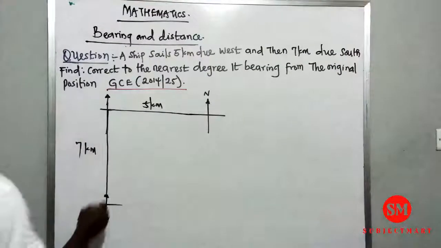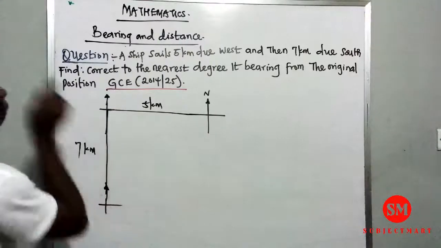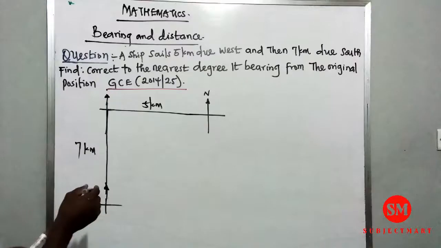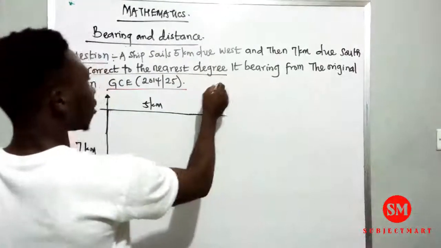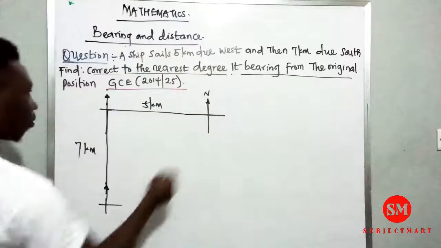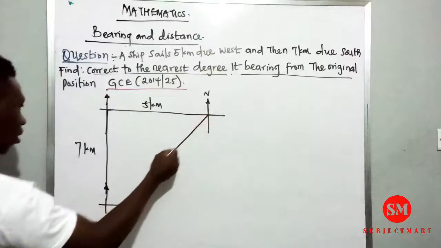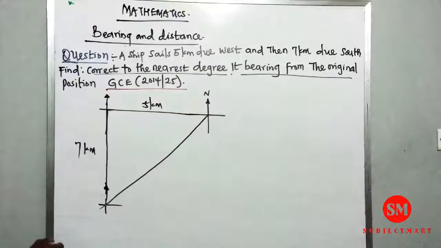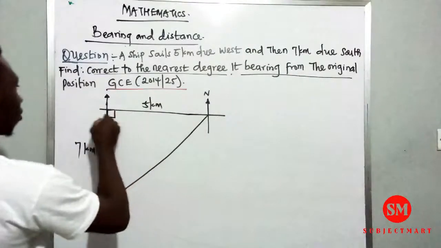Okay? So getting to this position, what next? But in this position, due south, find the bearing, correct to the nearest degree, from the original position. So let's connect this part. Okay, we've connected. So this is a right angle triangle.